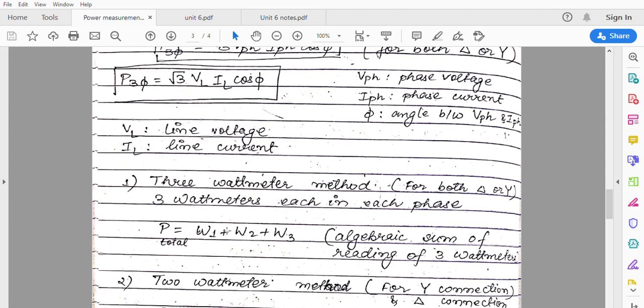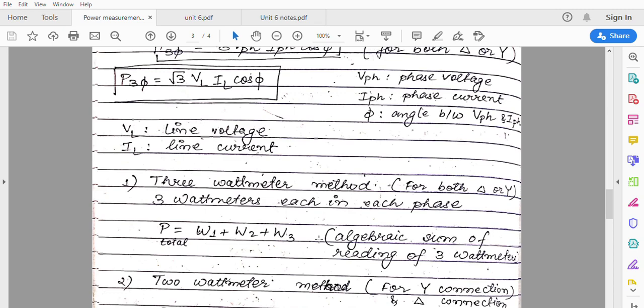Also, what this W1 is doing is measuring the phase current and phase voltage of the first phase. This one is measuring the phase current and phase voltage of the second phase, and this is measuring the phase current and phase voltage of the third phase.